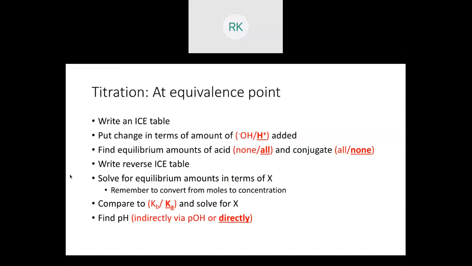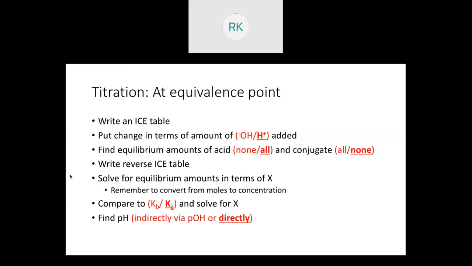Okay, so the next step is when we're at equivalence point, which happened when we added 80 milliliters of strong acid to the base, right? And so this one is definitely the most complicated of the three categories. And so our first step would be to write the ice table, right? And again, just like last time, we're going to put change in terms of the amount of acid added. Again, acid because we're using the second option when we start with a weak base.